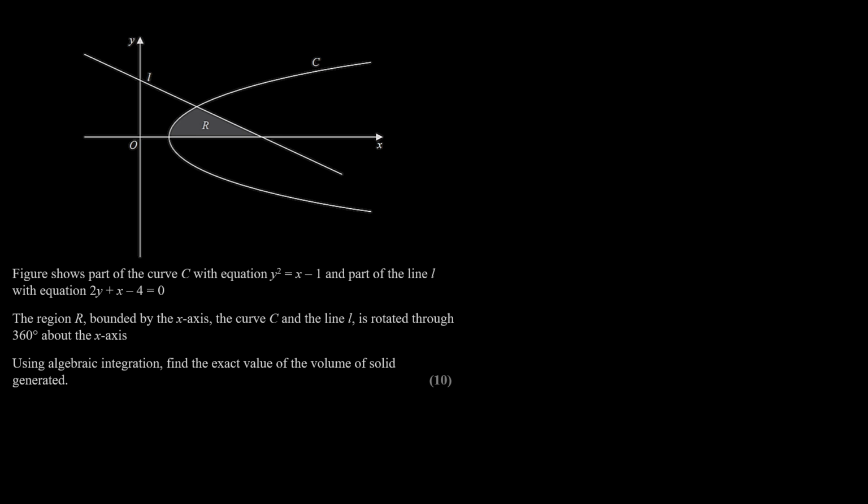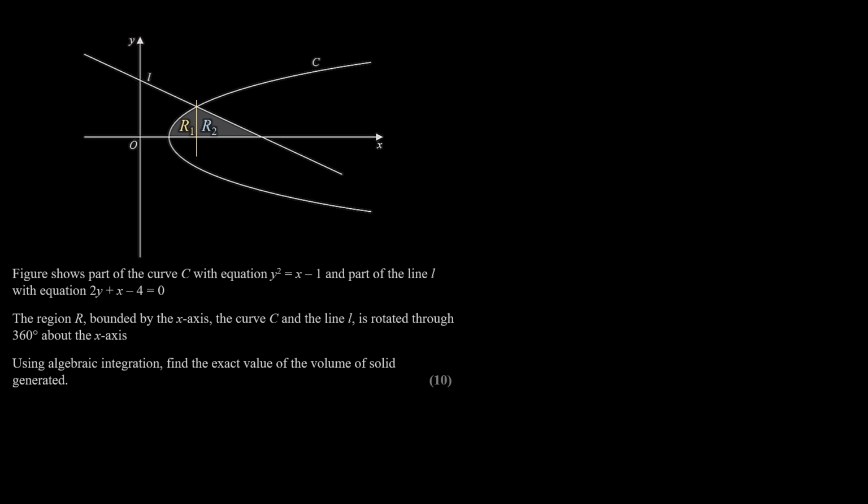In this problem, we are finding the volume of the solid generated by rotating the region R through 360 degrees about the x-axis. First, we will divide region R into R1 and R2. R1 is the area under curve C, and R2 is the area under line L. Then we need to define the limits of each region.